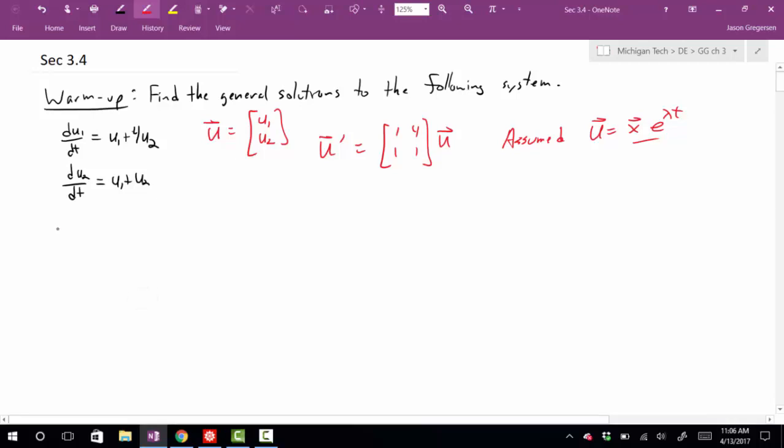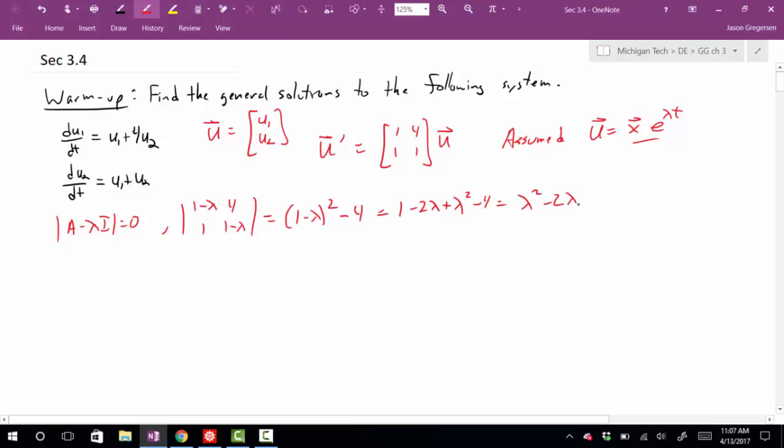All right, calculate my eigenvalues. I take the determinant of A minus lambda I equals 0. So I'm subtracting lambda off the diagonals, which is (1 minus lambda) squared minus 4. Expand that out a little bit. I get 1 minus 2 lambda plus lambda squared minus 4. I reorganize. Then I factor. And then I say, when is this thing equal to 0? When lambda is equal to 3 and negative 1.